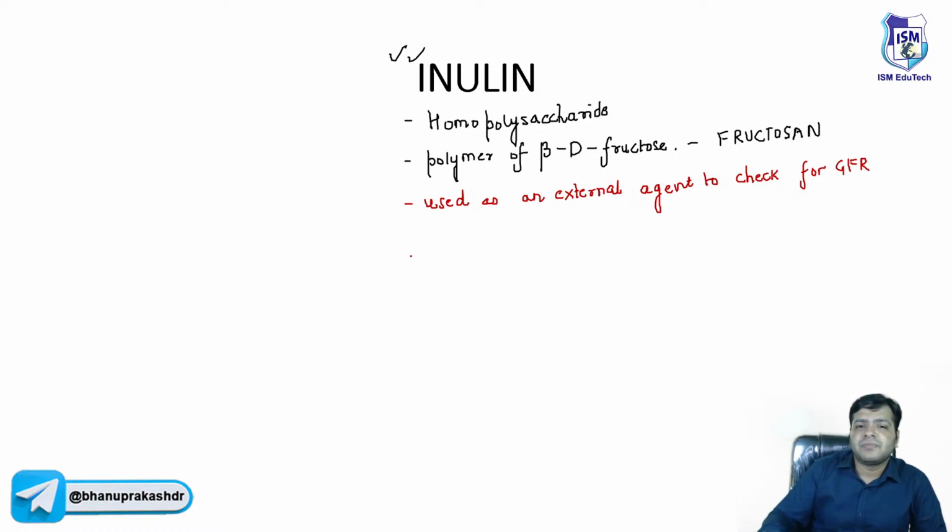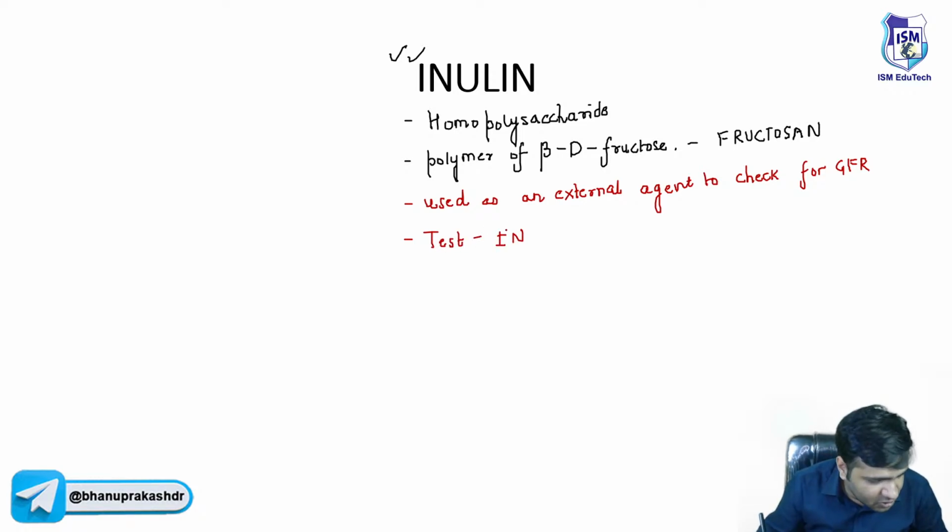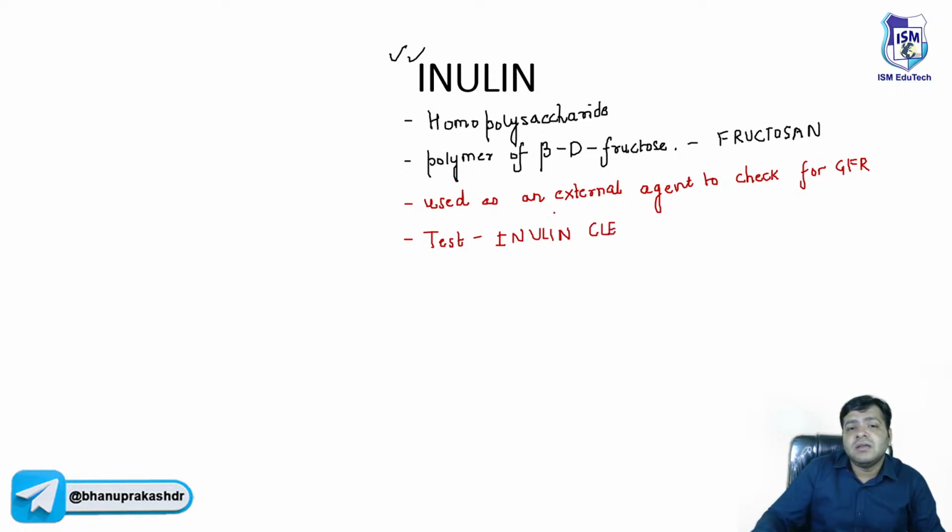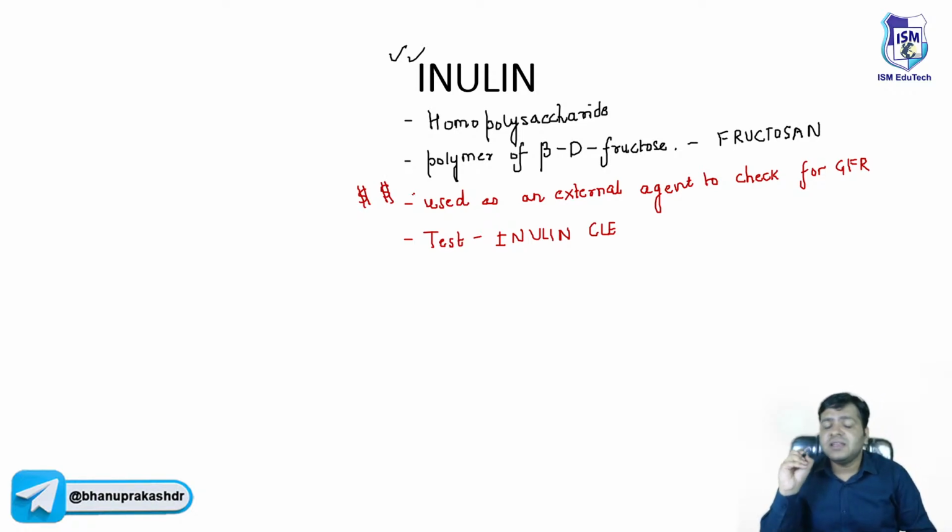And the test, it is called the inulin. Yes, Prince beta, it is glomerular filtration rate. GFR check करने के लिए it is used as a dye beta. It is used as an external agent, and that test is called the inulin clearance test. Again, a clinical point that has to be remembered beta. Okay, so inulin is a homopolysaccharide. It is a polymer of beta D fructose. Fructose, you already know it is a monomer, I mean, the monosaccharide.